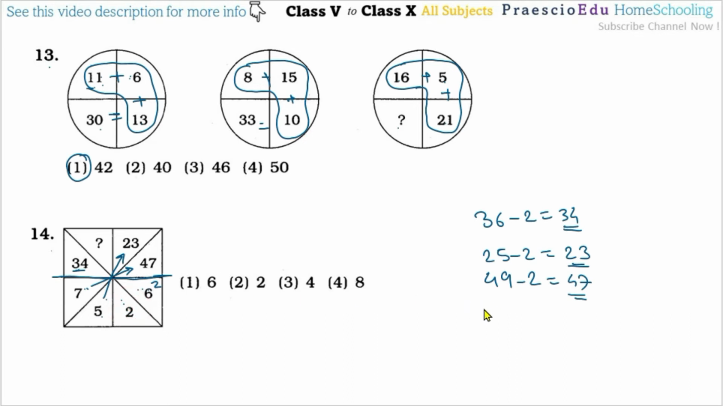So the same we have to apply here. 2 squared is 4, and 4 minus 2 is 2. So 2 will replace the question mark opposite to this 2. And 2 is available in option number 2.